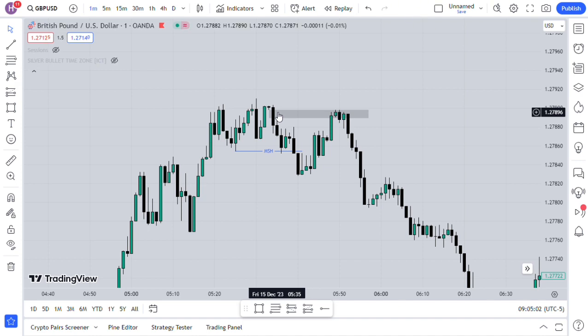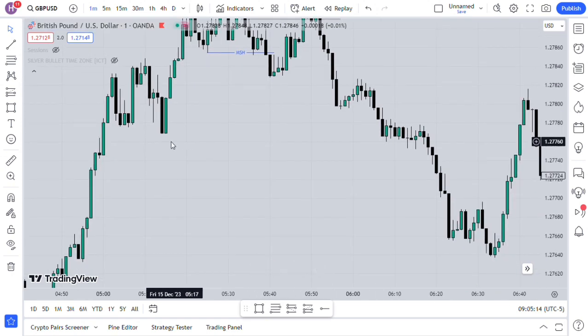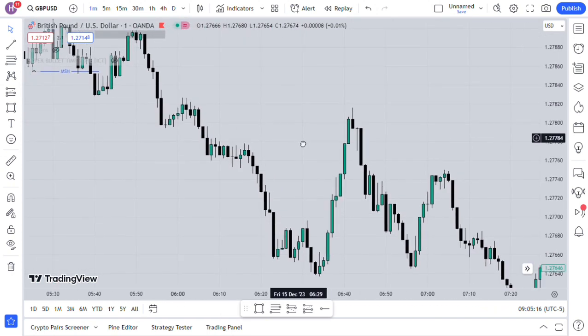When you look at the market, the first fair value gap was formed here. The market retraced, taking this fair value gap out. This other fair value gap, it rebalanced, not taking it out, then went down, taking out this low and this low. We can look at the second example here.